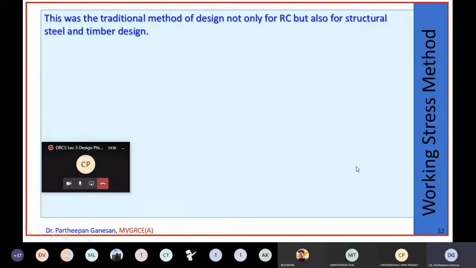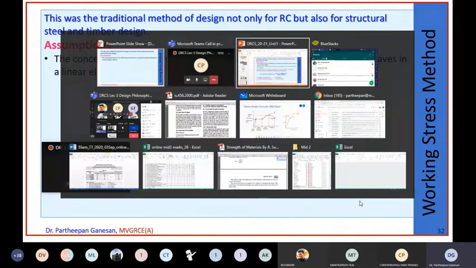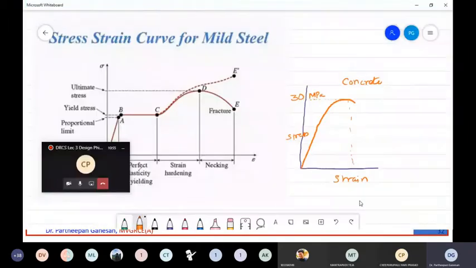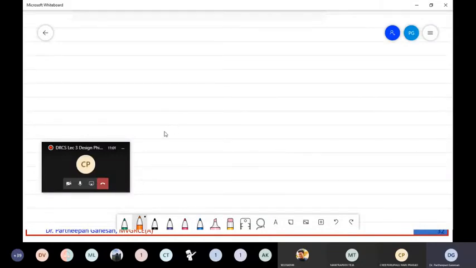Now, what are the assumptions? Before this, I will briefly, in a very easily understandable manner, mention what exactly these methods are. Okay, let us say you are able to see the whiteboard.